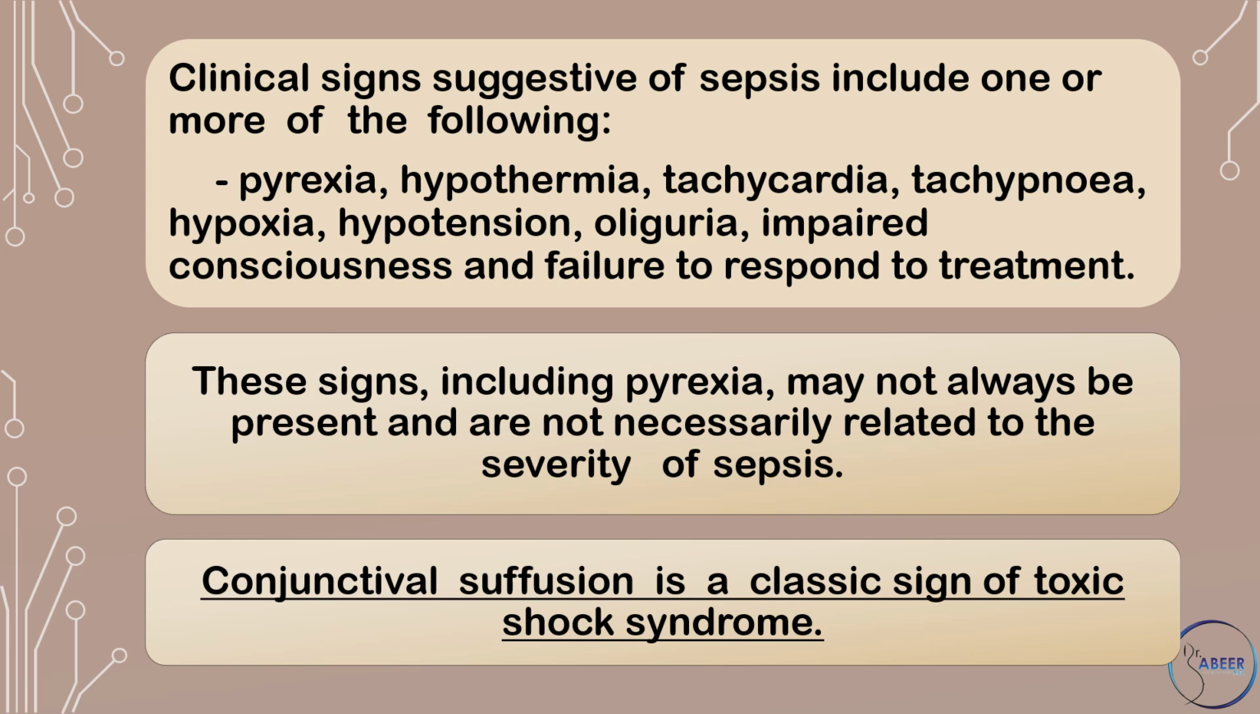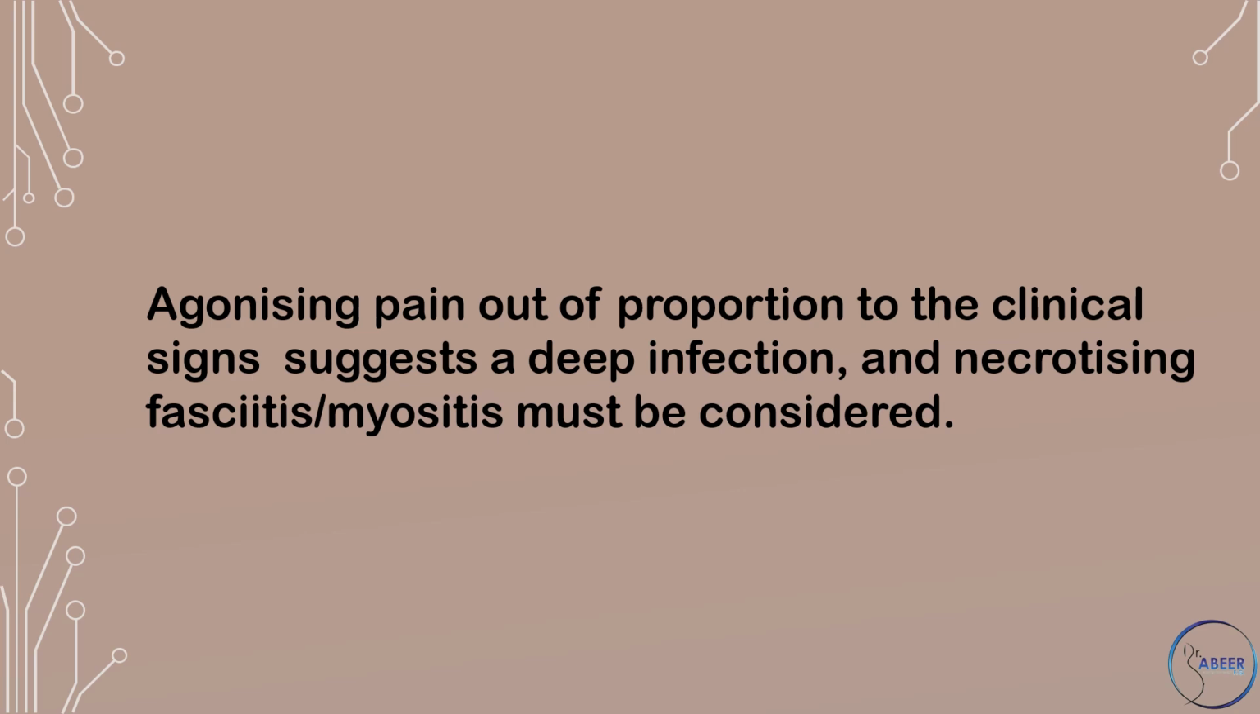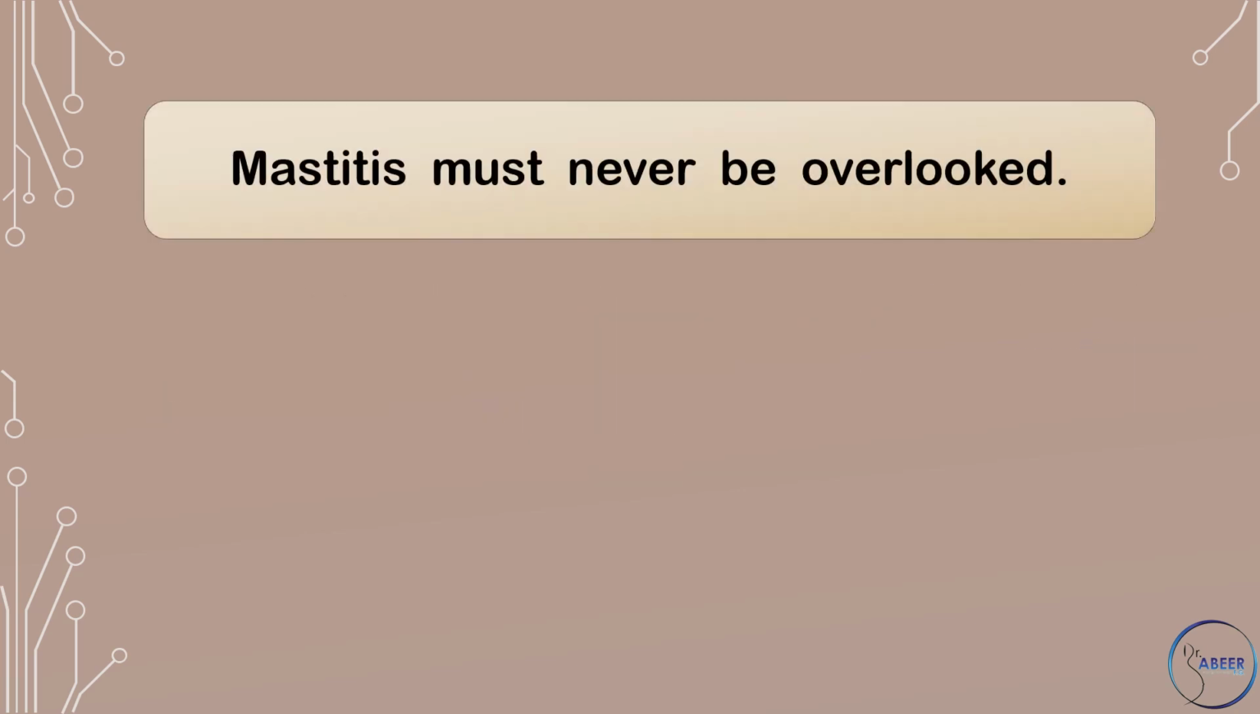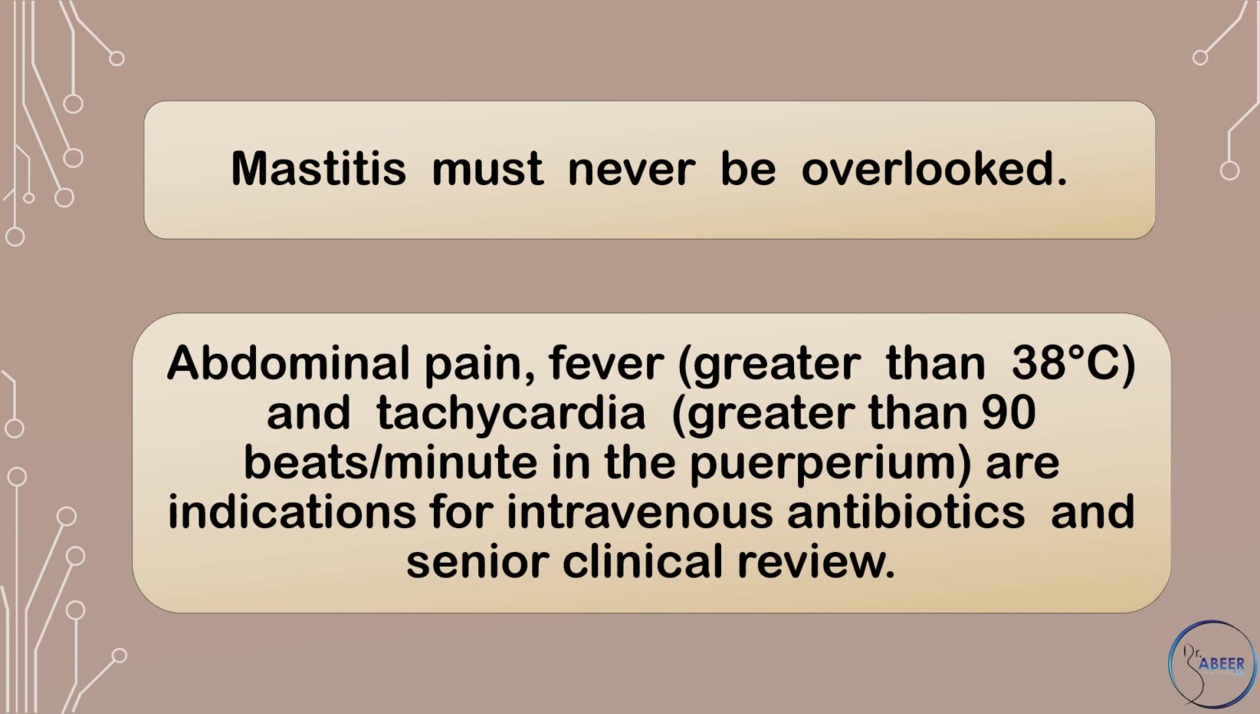Conjunctival suffusion is a classic sign of toxic shock syndrome. Agonizing pain out of proportion to the clinical signs suggests a deep infection, and necrotizing fasciitis or myositis must be considered. Mastitis must never be overlooked. Abdominal pain, fever greater than 38 degrees Celsius, and tachycardia greater than 90 beats per minute in the puerperium are indications for intravenous antibiotics and senior clinical review.